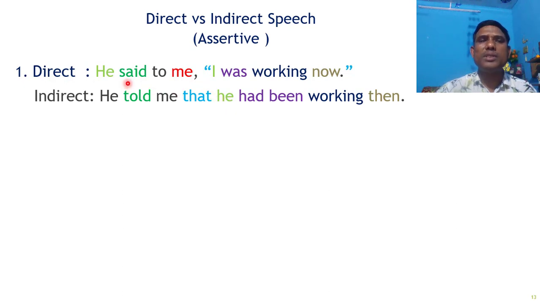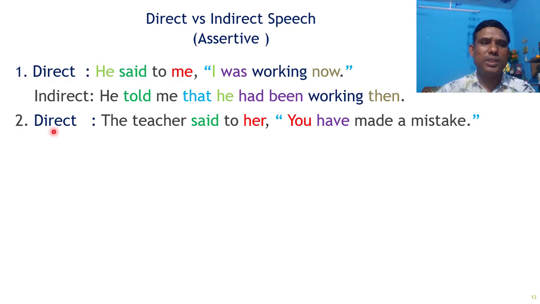The reporting verb said is in the past tense, so the tense in the direct speech has been changed to the corresponding past tense in the indirect speech. Was has become had been. Was working, past continuous; had been working, past perfect continuous. Now has been changed to then.